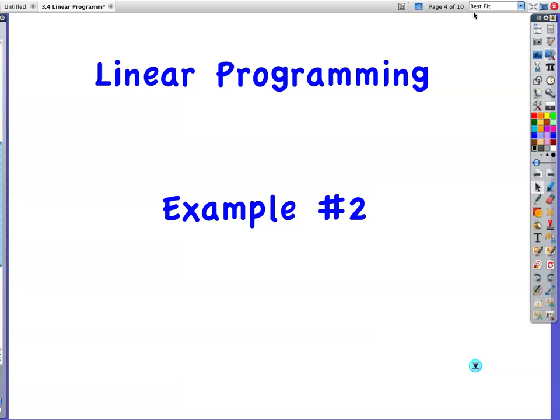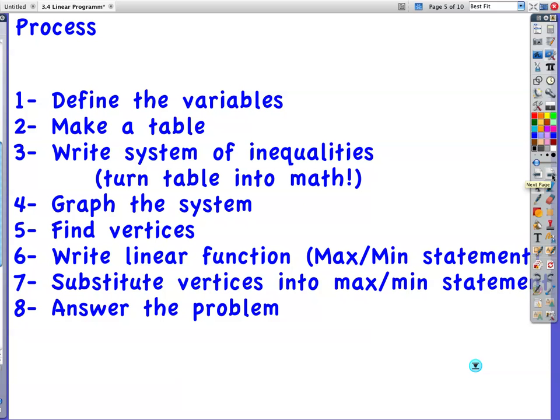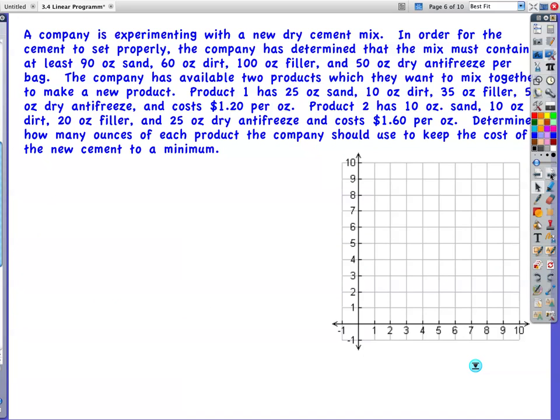Okay, linear programming, example 2. You can press pause and copy this down if you haven't already, but this is the process we use for linear programming problems. Let's dive in.